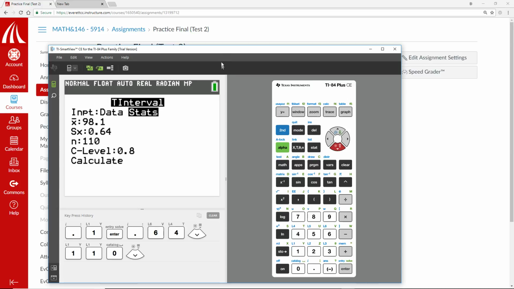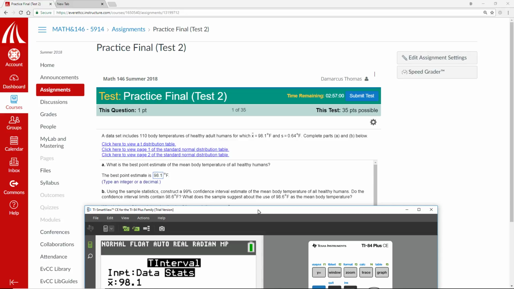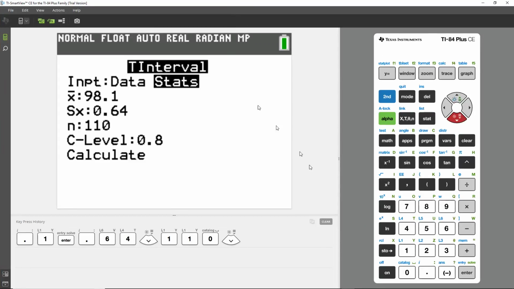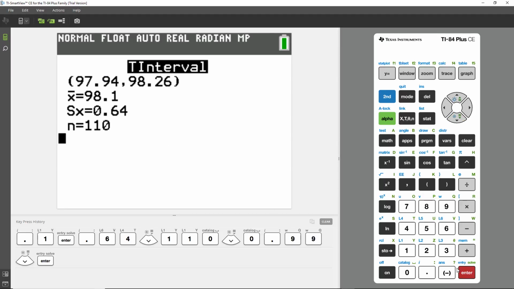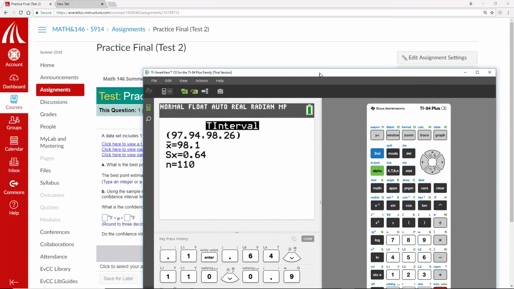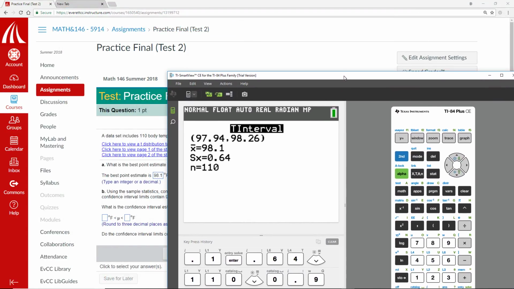And this is really important. They gave us the confidence level. They should always give you the confidence level. The confidence level is 99%, so that's just going to be 0.99. It took a while to think it through. And this is it, the T interval. I used the T interval instead of the Z interval because I didn't have the population deviation. All right, so let's see if this works.